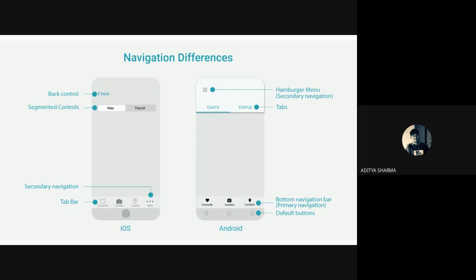Navigation differences. Usually in iOS, the back control is towards the top left, while the hamburger menu is there in Android. Segmented controls are a kind of button hierarchy in iOS, while they are tabs in Android. Secondary navigation is always in the lowermost corner in iOS, while bottom navigation in Android does not have any secondary control. Default buttons are there, and they are represented on the screen only.